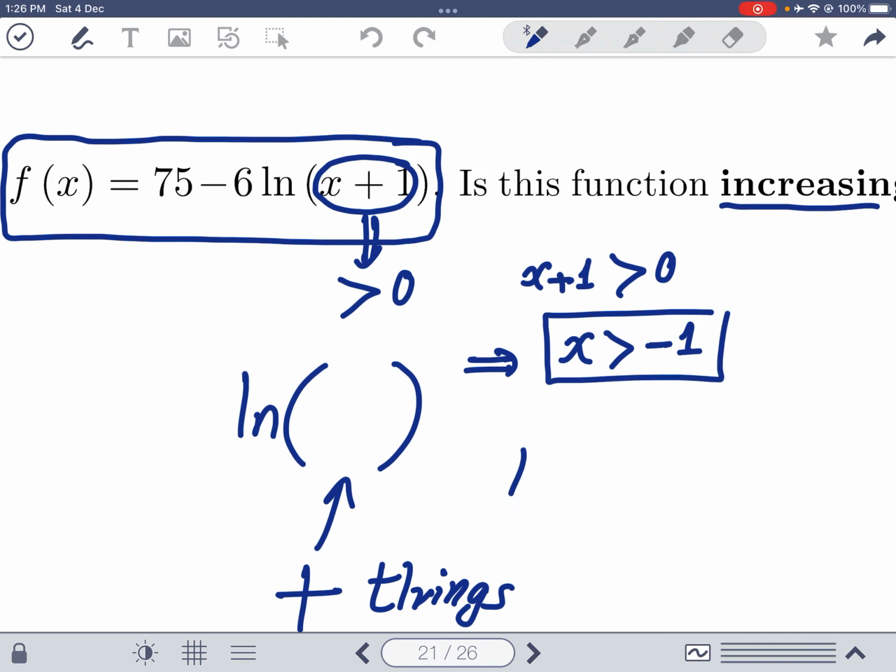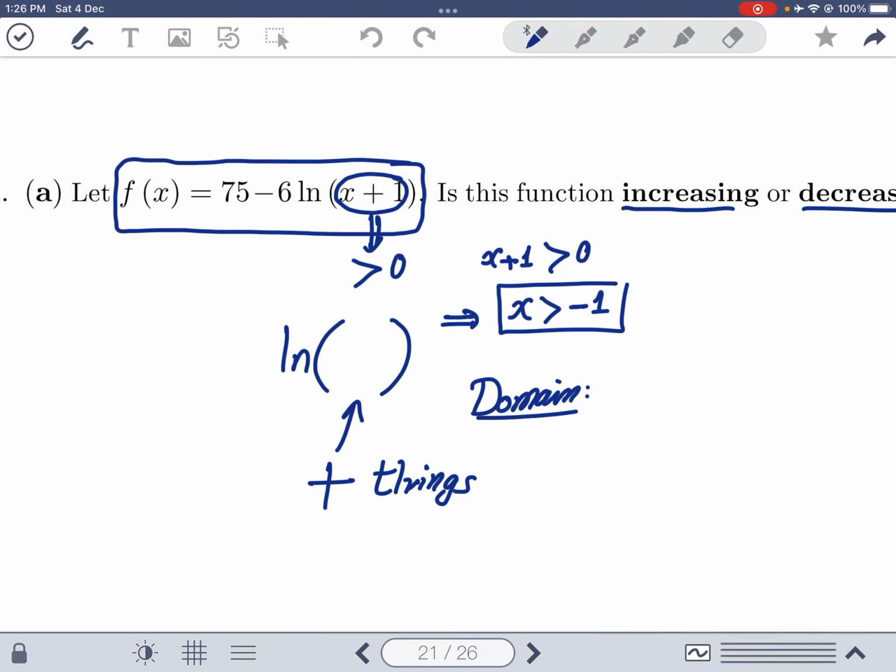So the domain of this function, it means all the x's that you can put in your formula, is this: x bigger than negative 1. So the interval from negative 1 to infinity. This is the domain. All of this is not needed, I just wanted to remind you of it. But really, it's important that you understand the function before you start.